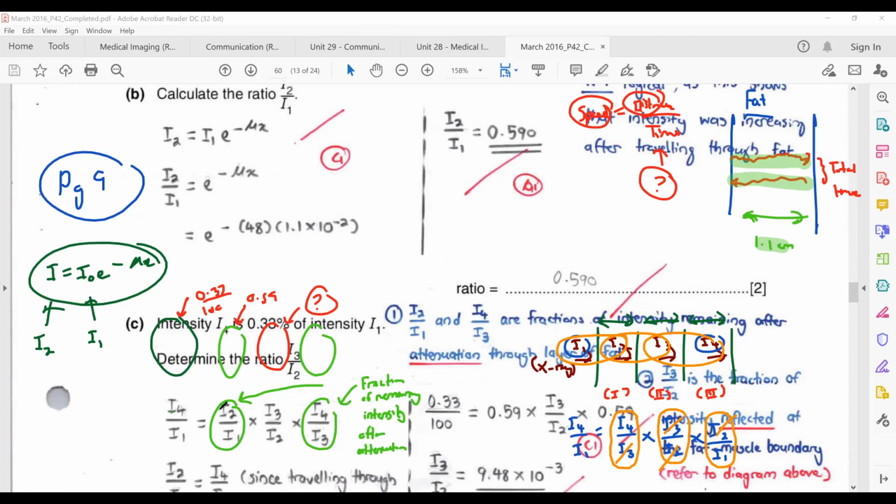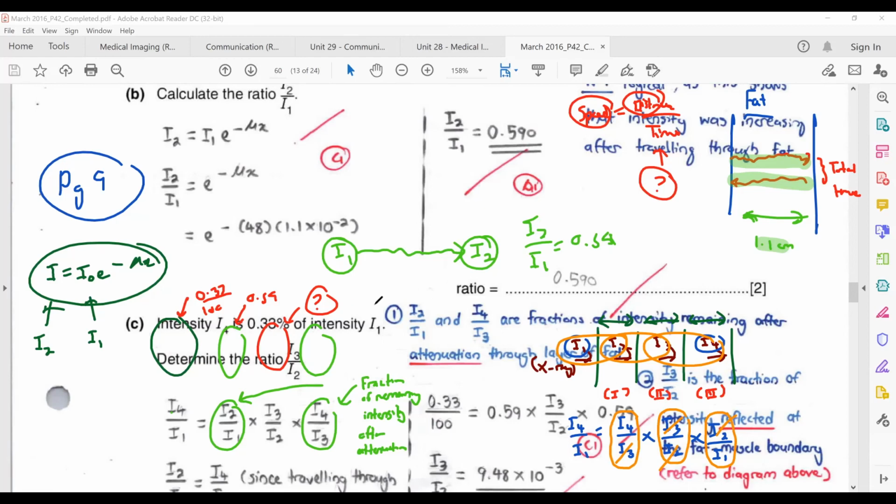If here I2 to I1 gives you a ratio of 0.59, this tells you that after going through attenuation in this direction, whatever intensity you have will be 59%, or 0.59, of your initial intensity. If I tell you this one is I2, this one is I1, and I2 to I1 is 0.59, this tells me that this one will be 59% of this, or 0.59 of this.